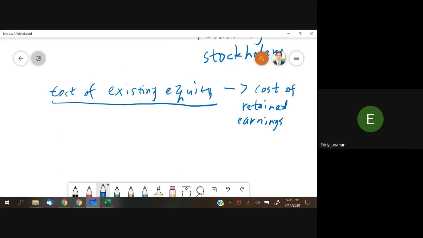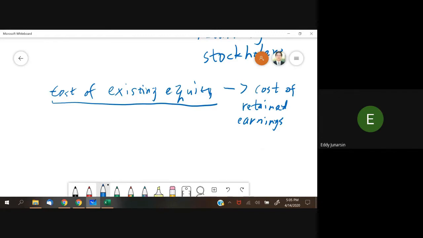So what are retained earnings again? This is the money that you retain from your net income that you don't distribute as dividends. So you get net income, right? So you have to make a decision, right? How much of the net income will be distributed as dividends, or how much will be used to repurchase your stock, and how much will be saved. So the saving part is put under the account of retained earnings. So cost of retained earnings.